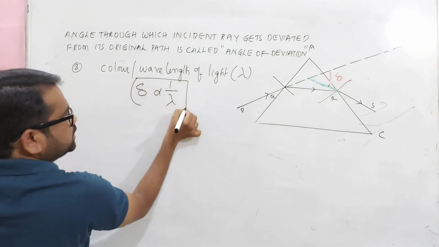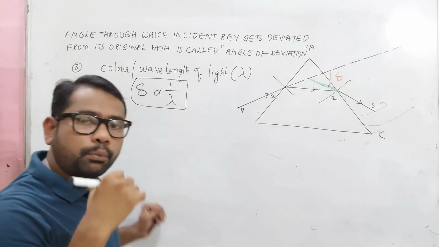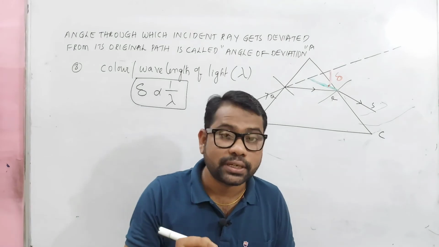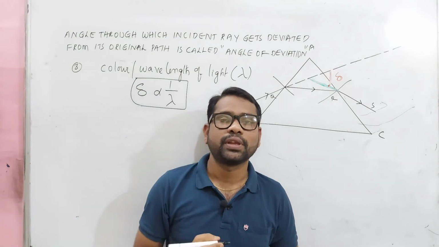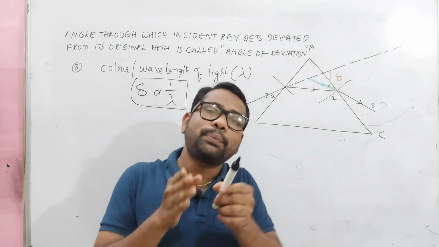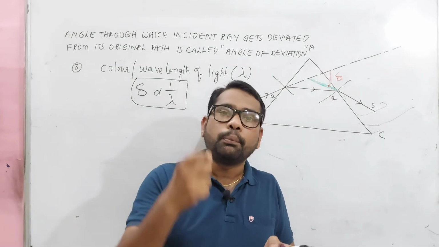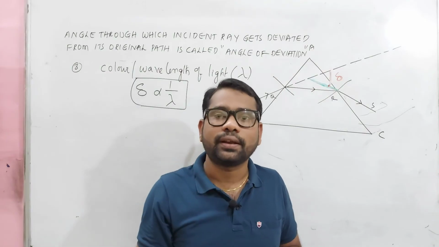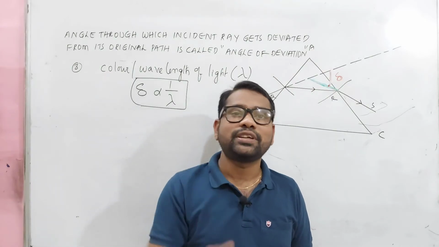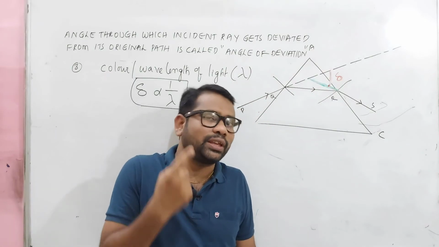The angle of deviation is inversely proportional to lambda, which means: more the wavelength, less the deviation; less the wavelength, more the deviation. Dear children, through the same prism, red color and violet color are both passing and both are getting refracted. Which color will get deviated more? Children, just think.